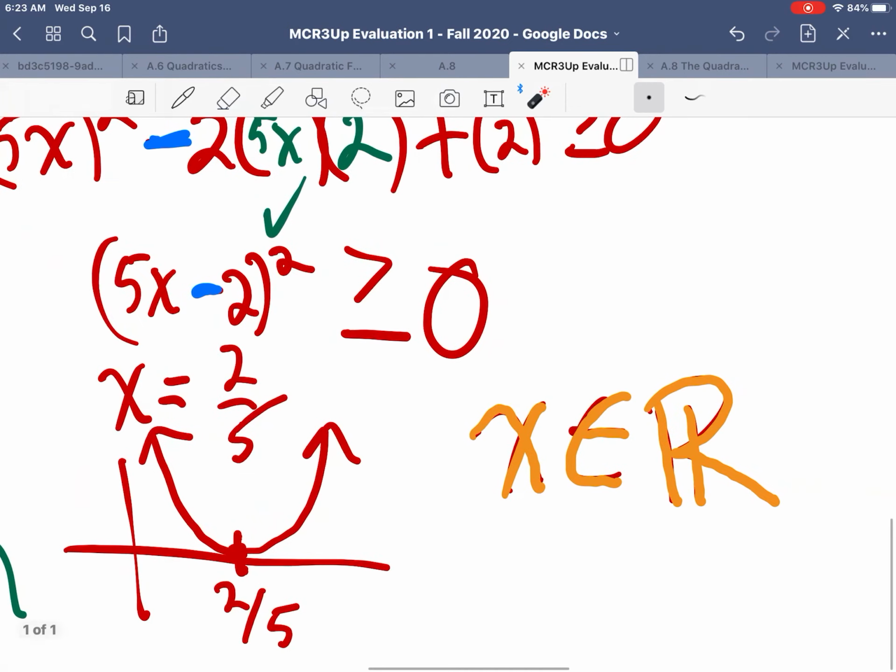Okay, and so what is our final answer? X belongs to the real numbers. Doesn't matter what x is, the y value is always going to return an answer that's either positive or 0. Okay, x can be anything. And that, folks, is your solution set to earn full marks.